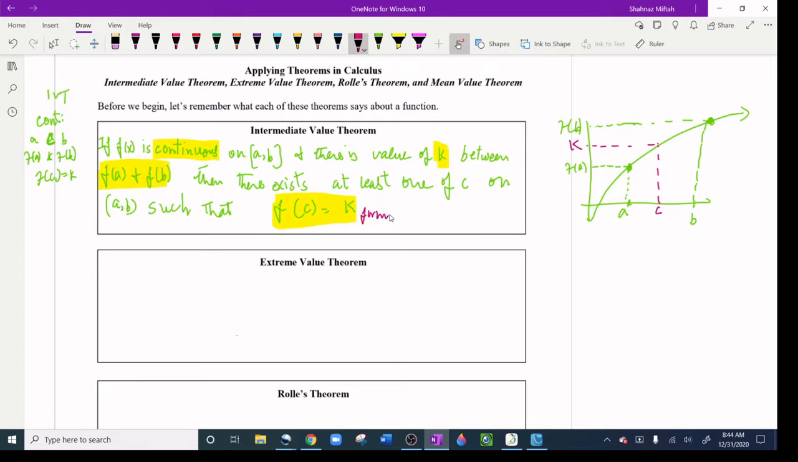Extreme value theorem, if you remember, absolute extrema has to be there when you have closed intervals, like absolute minimum and maximum, which means the greatest y value and the lowest y value. So let's see this. The conditions are, again, it has to be continuous. If f of x is continuous on closed interval A and B, then f has an absolute maximum and absolute minimum.